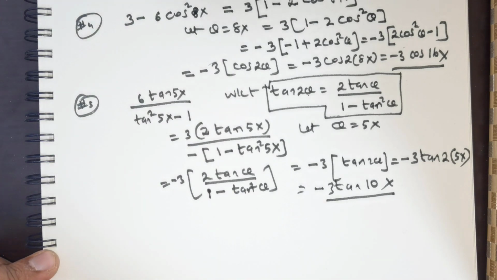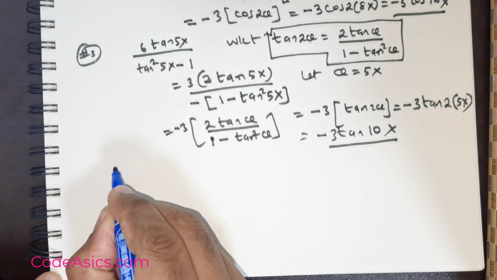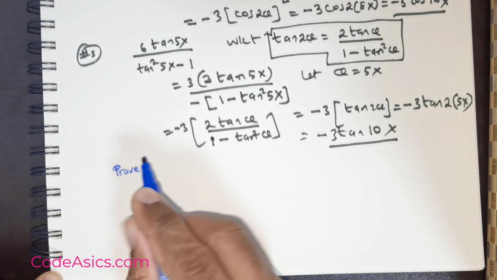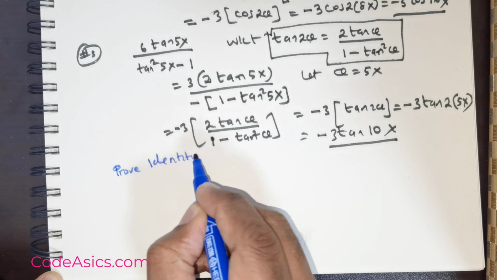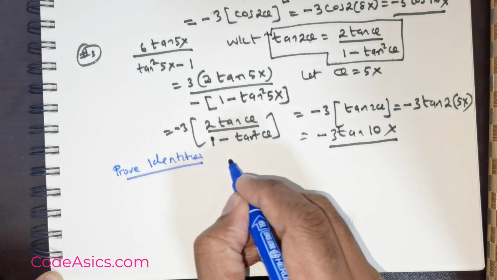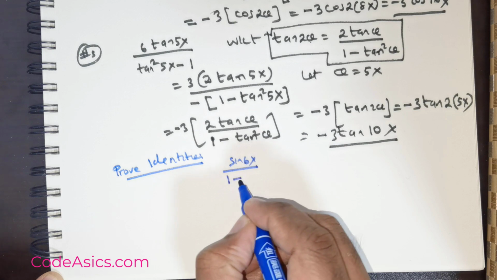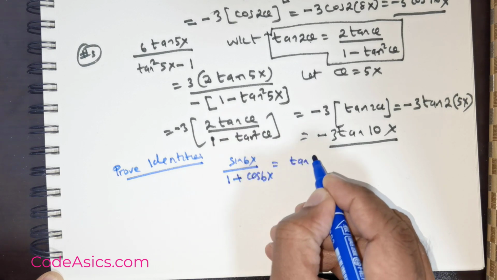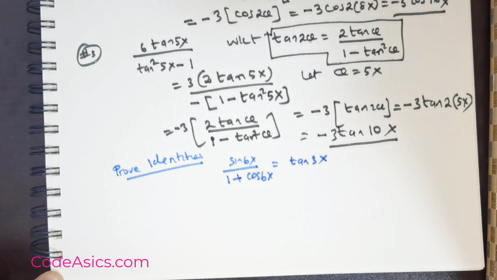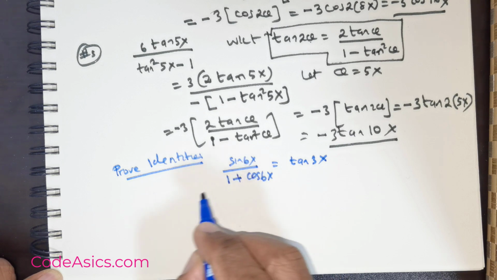Now, having got this, let us head on to prove some identities. Students, we are going to be using the double angle to prove some important identities. Now, the first question is, we are asked to prove sine 6x over 1 plus cos 6x is equal to tan 3x.